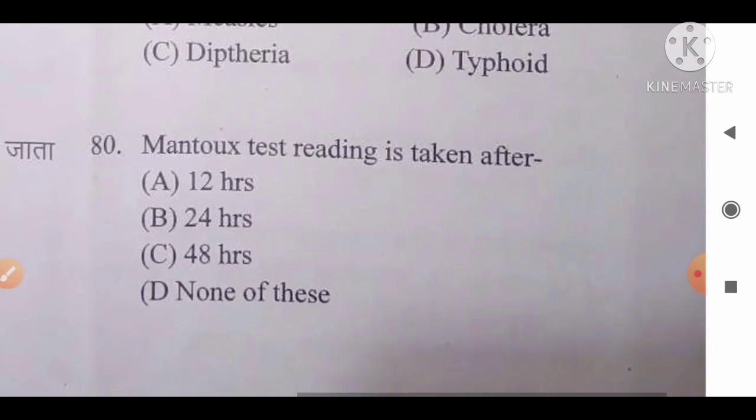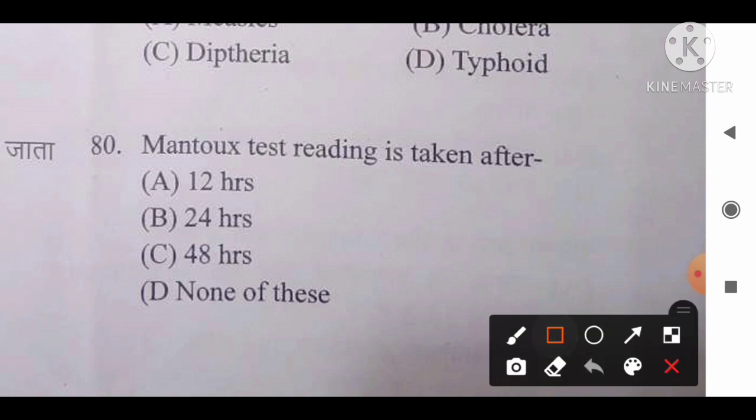Move to the next and final question of this question paper. Question number 80. Mantoux test reading is taken after option A, 12 hours, B, 24 hours, C, 48 hours, D, none of these. The fact available regarding this question is that Mantoux test reading is taken generally after 48 hours of the testing. So option C, 48 hours will be the correct answer for this question. It can be read after 3 to 4 days also, but generally the reading is done after 48 hours. So option C will be the correct answer for this question.